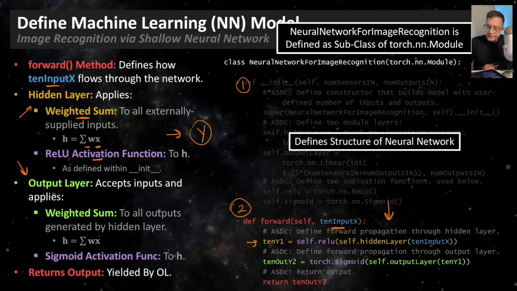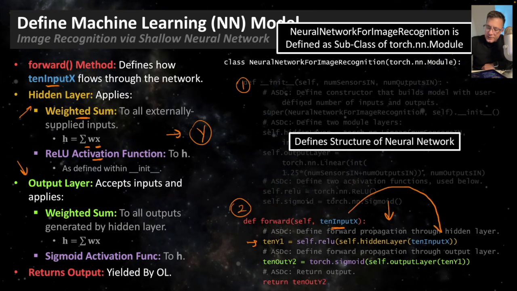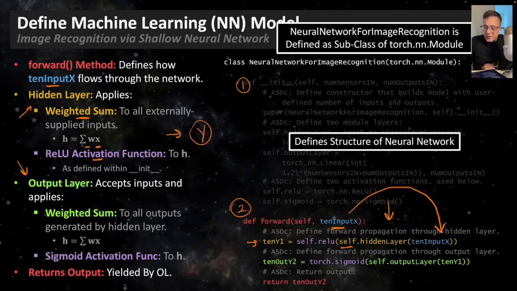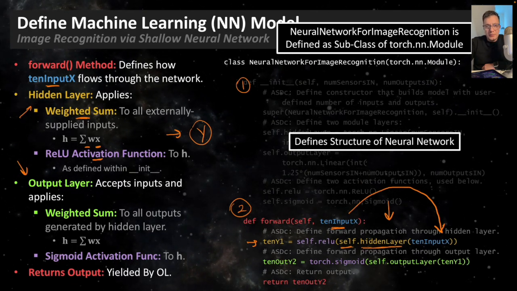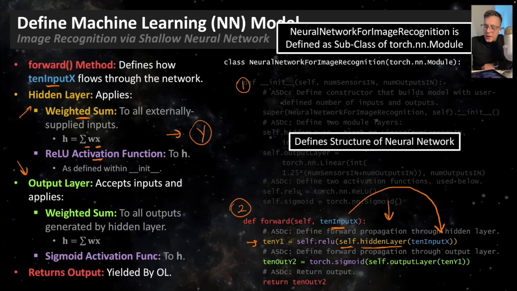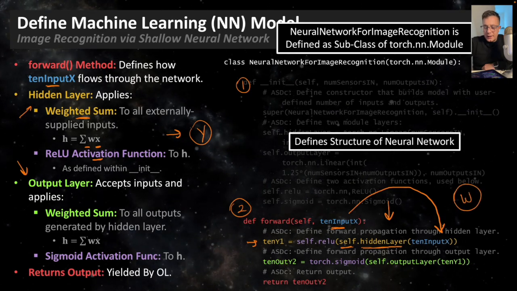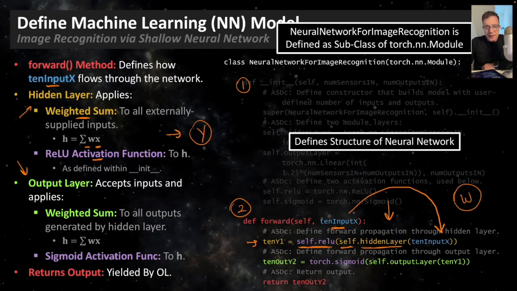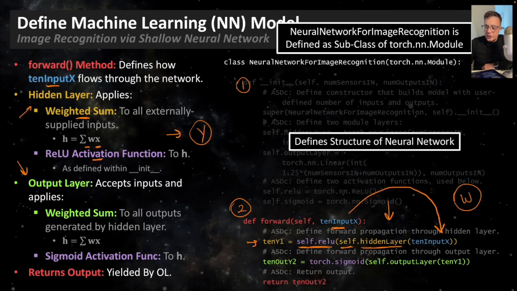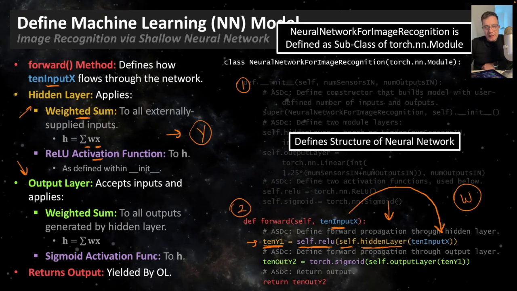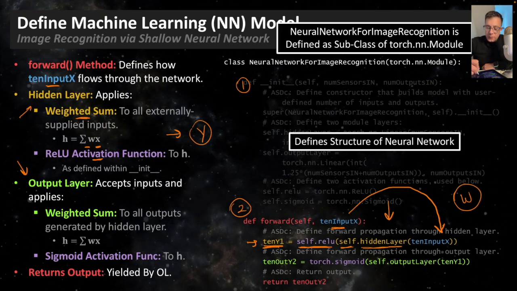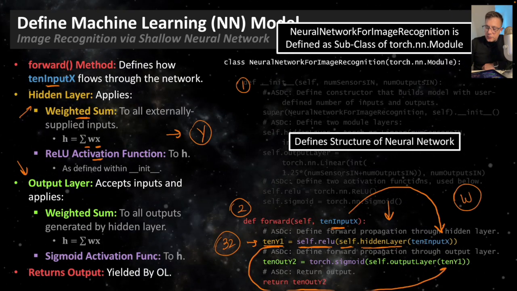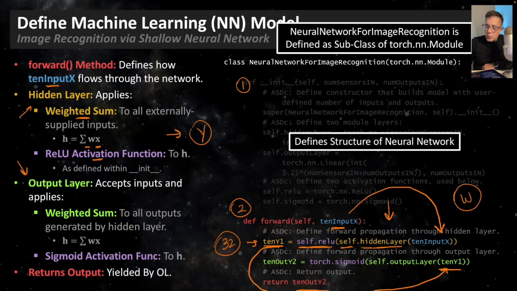We have our hidden layer. It accepts the same tensor input x supplied to the forward function, and it applies a weighted sum using the self.hiddenLayer object defined within the constructor. Note that the synapse weights are automatically defined by the PyTorch library. We then apply an activation function, in this case a rectified linear unit activation function, to the weighted sum, and that generates the intermediate output y1, which we would expect to have 32 values within it. That is then provided to the output layer. We can see tensor y1 right there.